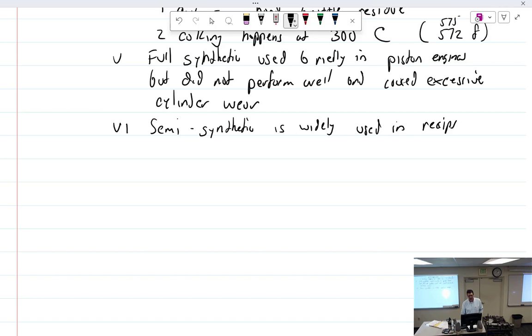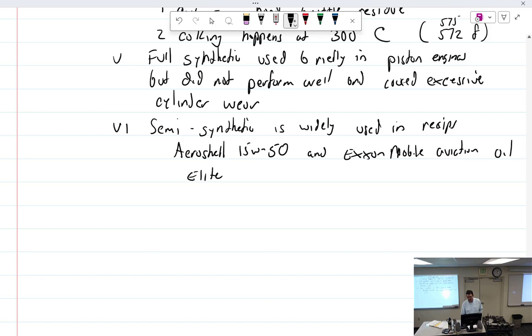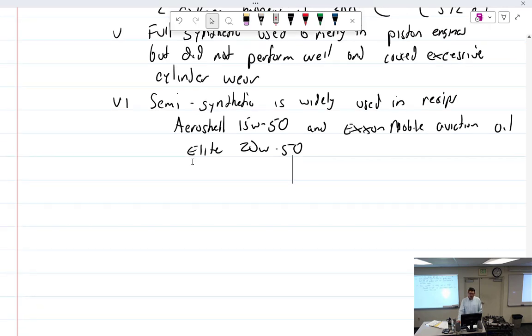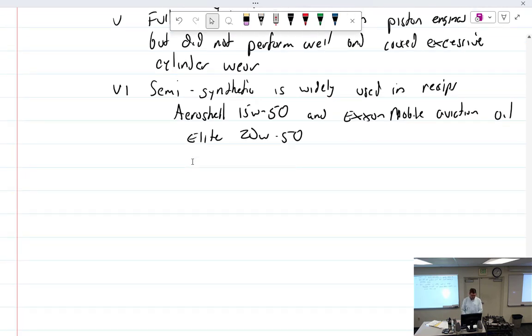Why these recips? I'm going to talk a lot about brands, because when you're in the business, it's exactly what it is. AeroShell 15W-50 and Exxon Mobil Aviation Elite. I've never been an Exxon Mobil user. They don't even cross my mind when it comes to oil in aircraft. I'm either a Phillips or an AeroShell guy.